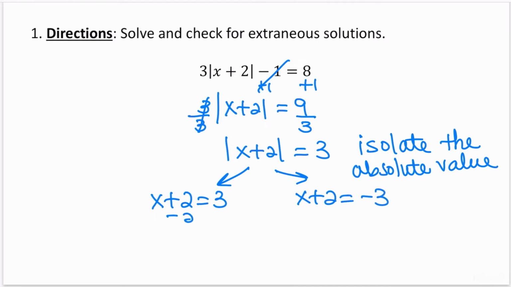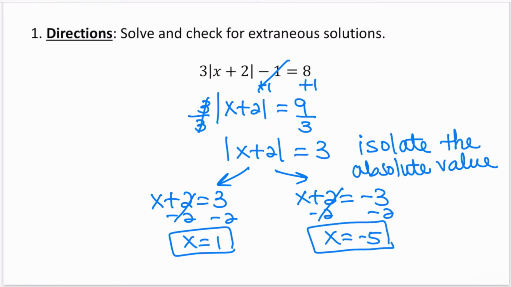So I subtract 2, I get x is equal to 1. And I subtract 2, and I get x is equal to -5. So those are my two answers right now. Remember that we want to check for extraneous solutions to make sure both of them work. So I'm going to go ahead and substitute the 1 first. 3 times the absolute value of 1 plus 2, close absolute value, minus 1 equals 8. That's what we're trying to determine, if in fact it does equal 8. 1 plus 2 is 3.